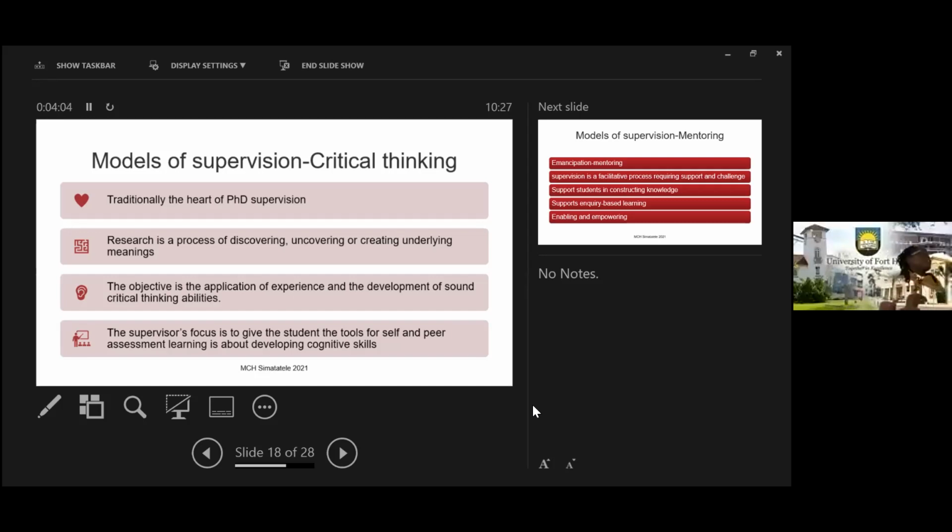Bear in mind, we said, as somebody said, student-centered learning, right? So the student is the one creating the knowledge. You are providing the guidance, not the instruction. In fact, some universities now call supervisors promoters. You're the promoter, you're the advisor. Just to bear in mind what your role is. So critical thinking is very important. So those who supervise using this approach see research as a process of discovering things, uncovering, unearthing meanings.